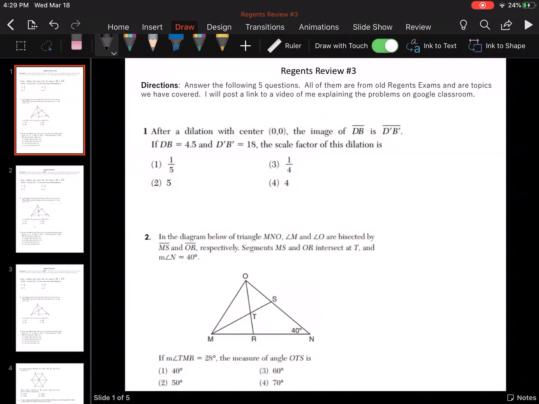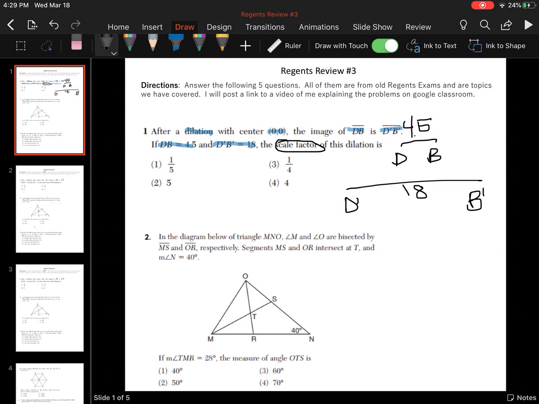All right, so we're going to be talking about a dilation centered at the origin. And they're saying dB is d prime b prime. dB starts out at 4.5, and then it becomes 18. So I'm going to draw this even though you don't have to. So if this is dB, and it's 4.5, and then it becomes d prime b prime, which is 18, it obviously gets bigger. So if something gets bigger, the scale factor has to be bigger than 1. So choice 1 and 3 are no longer choices.